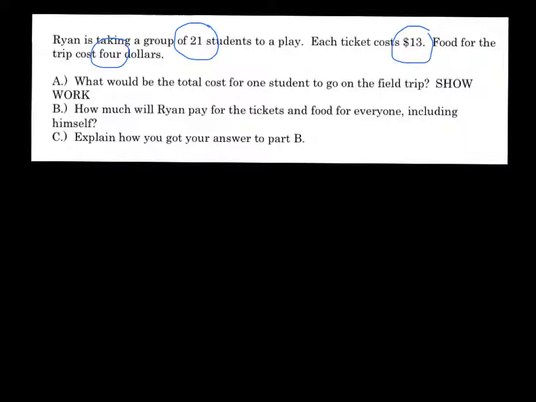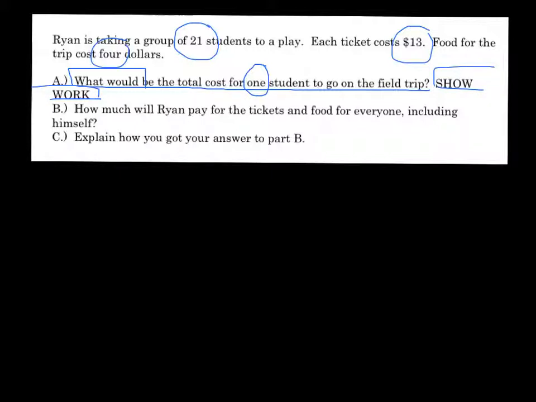So let's cross out unnecessary information. There is no unnecessary information. Alright, so let's underline the question. What would be the total cost for one student to go on the field trip? Here's another number. Show your work. Alright, let's box in what it's asking us. What would and show work.